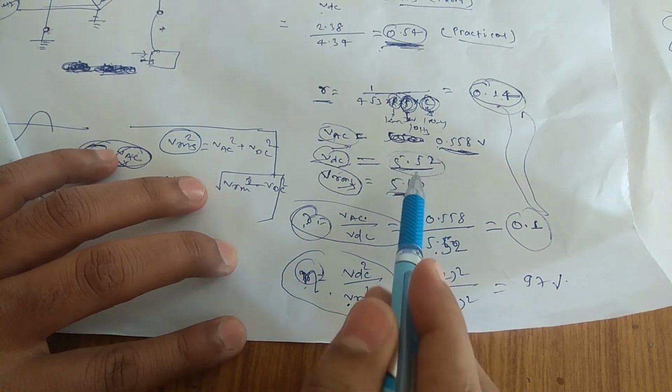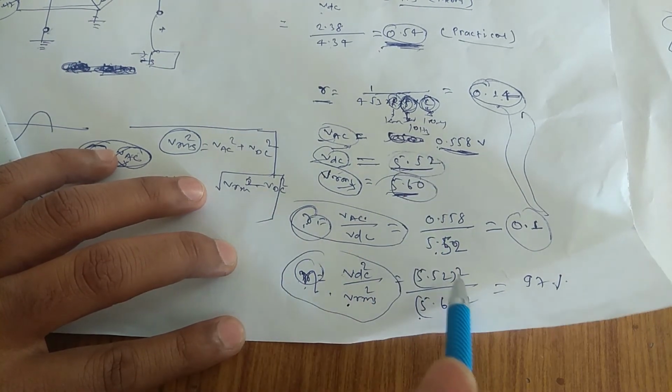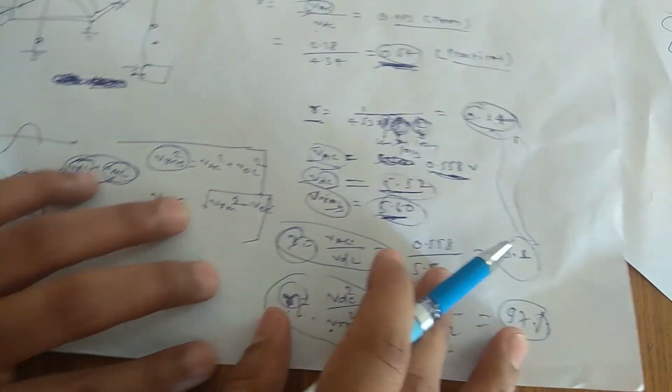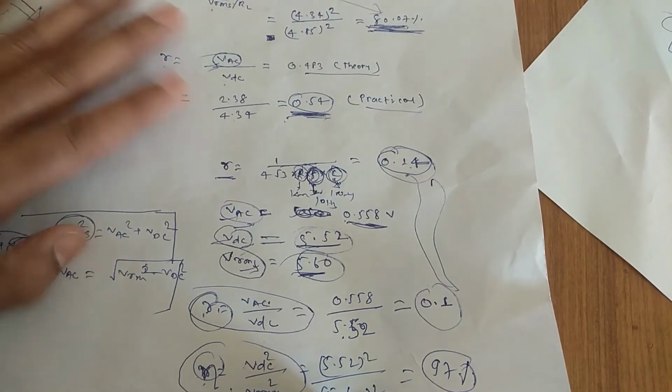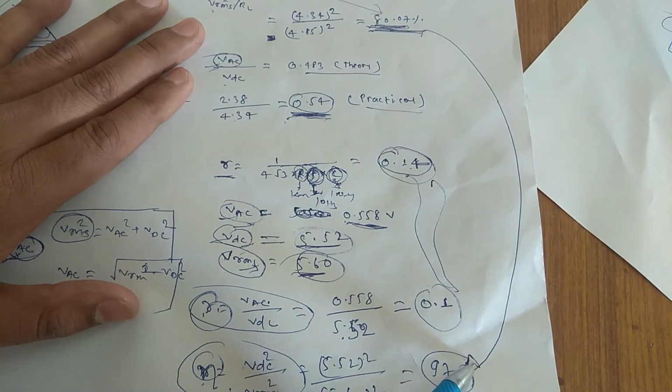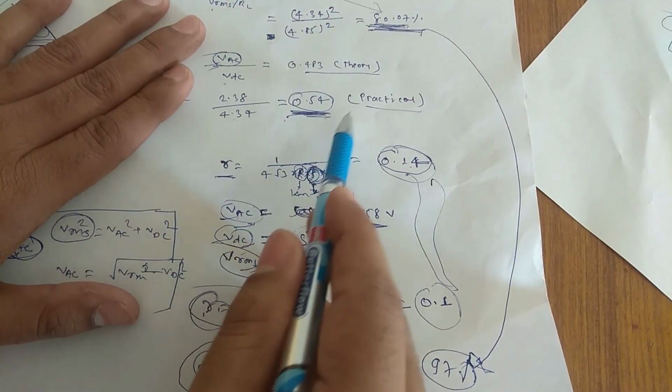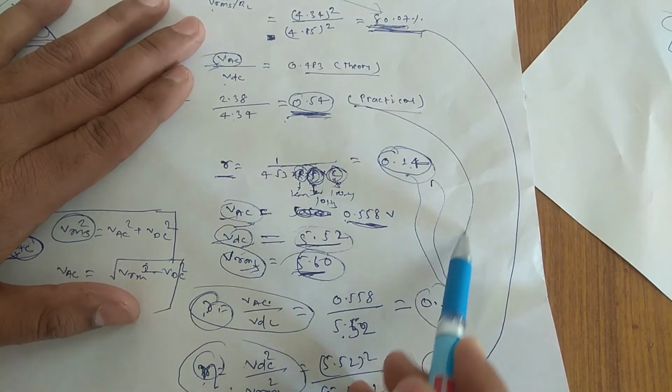Now if you see the efficiency, it is VDC square by VRMS square. VDC we have 5.52 and RMS is 5.60. If you do it, it is around 97%. Now if you see, with the capacitor this has increased to 97% and the ripple factor has come down to 0.1.